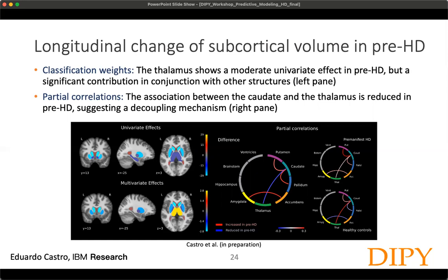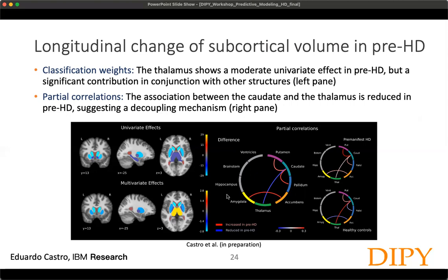So first things first, when analyzing each region separately, we can see that obviously the regions of the striatum, again, the caudate nucleus and the putamen, are significantly different. The rate of change in pre-manifest HD is significantly higher than the one observed for healthy controls. So we see a significant reduction in the caudate, in the striatum in general, in pre-manifest HD compared to healthy controls.